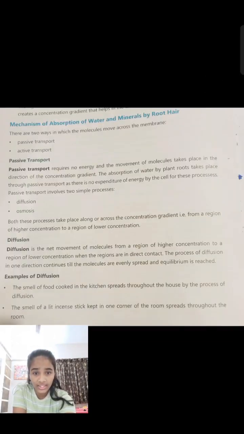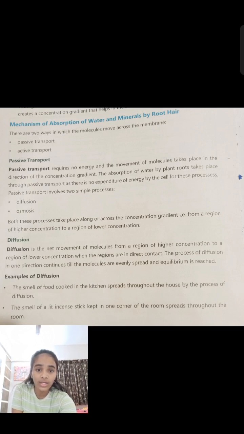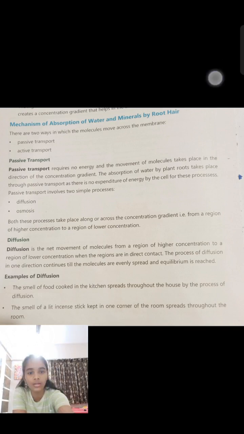So, the answer is the absorption of water by plant roots takes place through passive transport, as there is no expenditure of energy by the cell for these processes. Now 52nd question is, which passive transport involves two simple processes? The answer is passive transport involves two simple processes, that are diffusion and osmosis. Now 53rd question is, where do both these processes, diffusion and osmosis, take place?